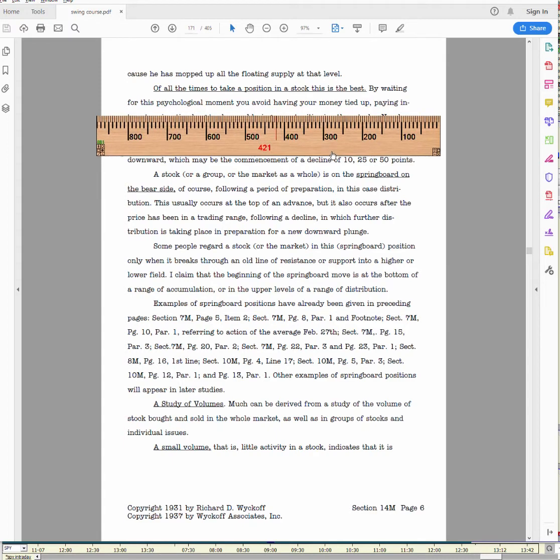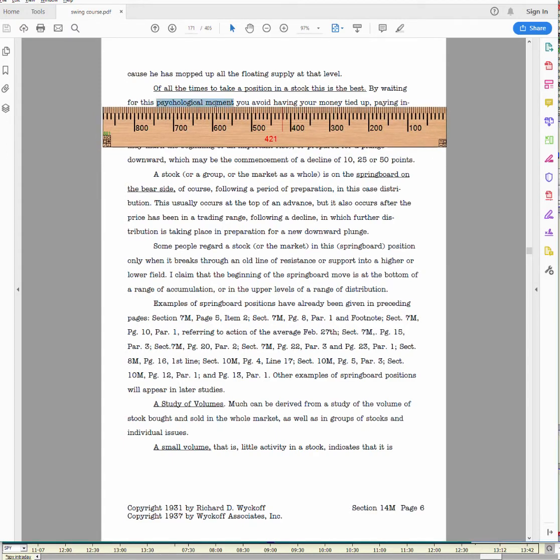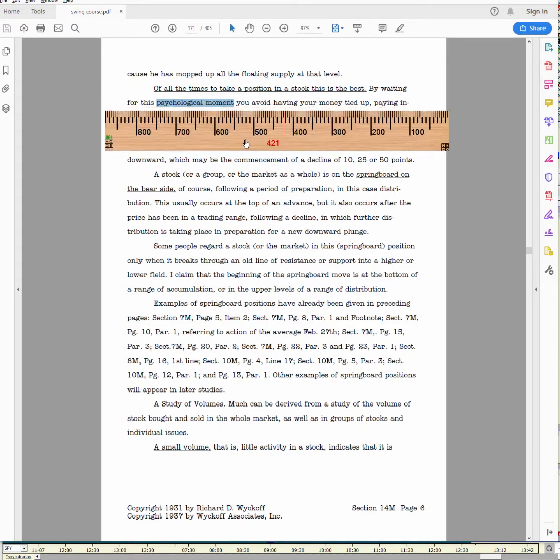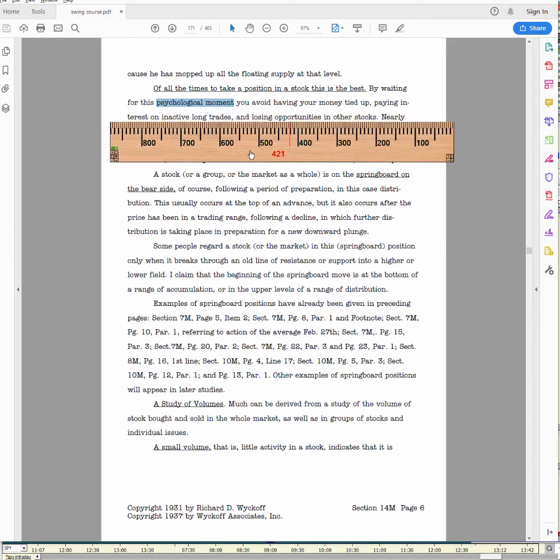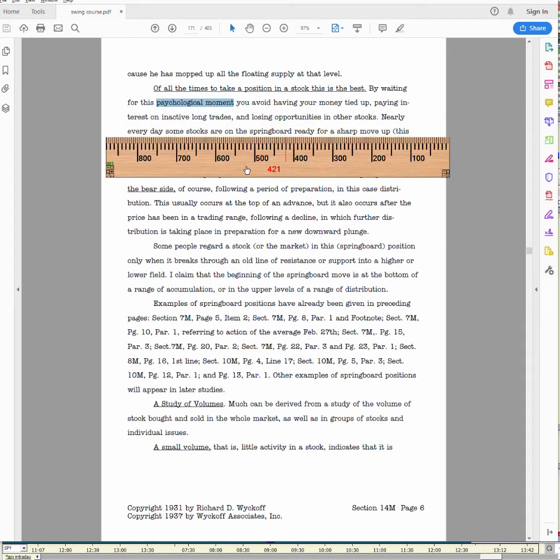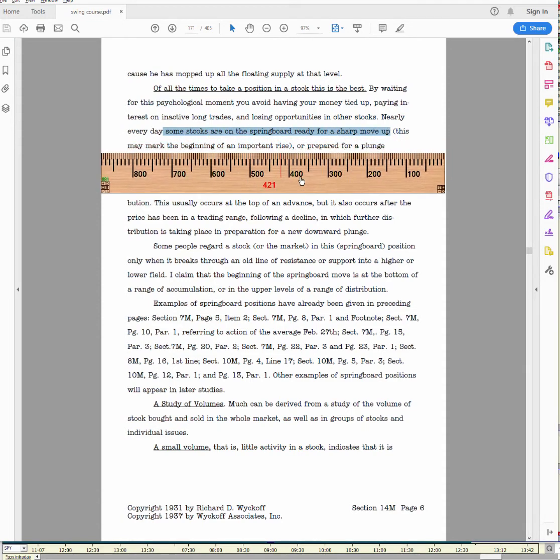By waiting for a psychological moment, and this is also interesting. I don't understand why he says psychological moment. I guess it's a moment where you make a judgment on whether all the indications are there, whether the supply has been mopped up, has been absorbed, the background, the tightening, the consolidation. Nearly every day, some stocks are on the springboard, ready for a sharp move up.